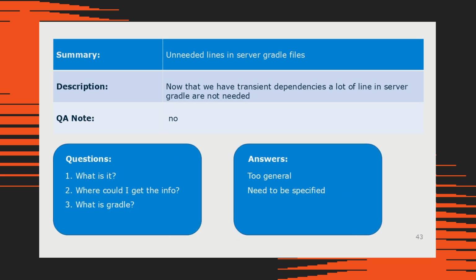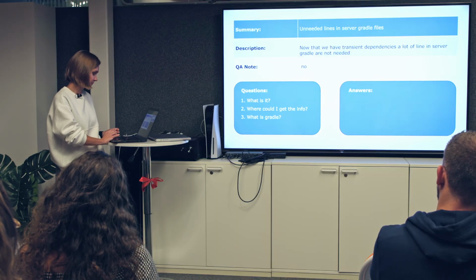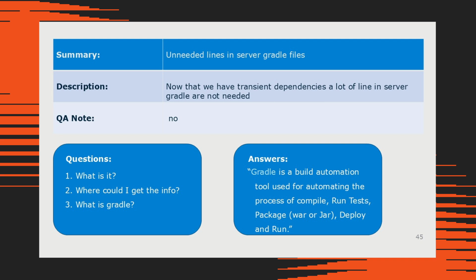What is it? This question is too general. Nobody likes such questions, and developers need them to be specified, but where could I get the info to specify my question? In this case, I could open the pull request, and there I could see that only unit test files were changed, and build Gradle files were changed. Okay, it's some information for me. But what Gradle is is still unknown. But I have internet access, and in the first answer on Google, I see that Gradle is a build automation tool.